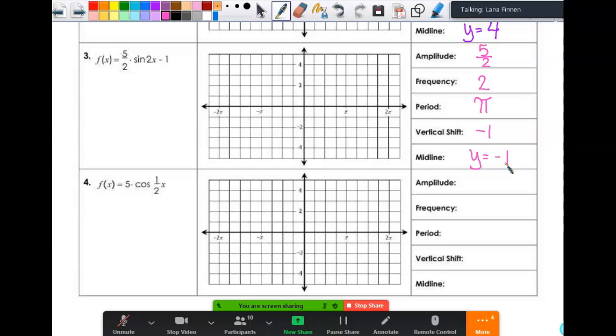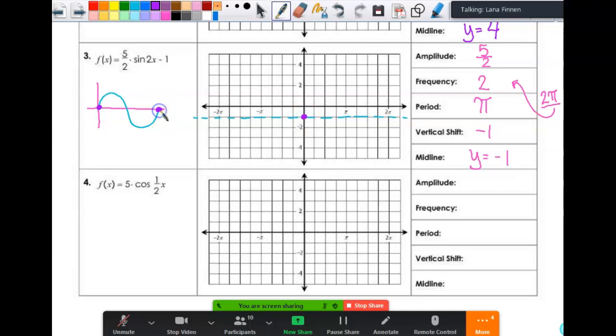Remember that the period is 2 pi divided by whatever that frequency is, right? This is a sine function. So I'm going to draw my parent function for sine. Then I'm going to sketch in my midline, y equals -1. Everybody with me? Yes, okay. So then I start here. This is a 0, 0. So this is my new 0, 0.